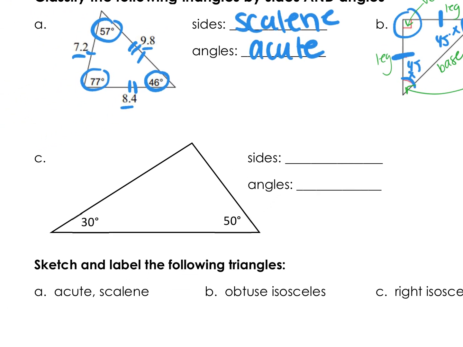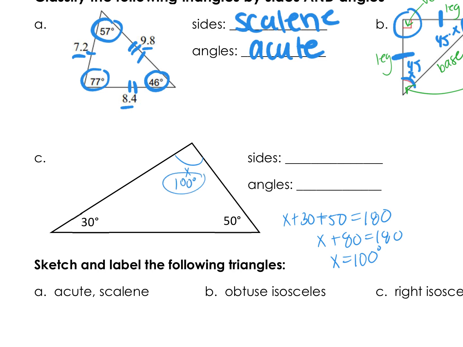And finally, over here, so we actually are missing a piece of information. We need to know what this angle is in order to actually classify this. So I'm just going to call it x. I'm going to do x plus 30 plus 50 is equal to 180. And again, if you have a faster way to do this and you don't need to write that out, that is totally fine. But we end up with x is equal to 100 degrees. Okay, so by angles, we do have an obtuse angle in there, which makes this an obtuse triangle.